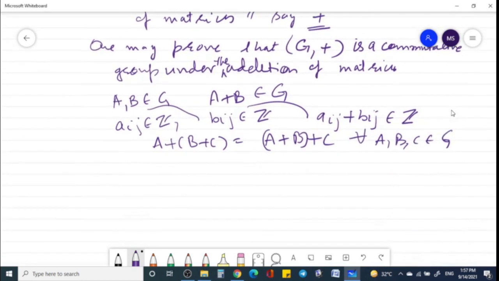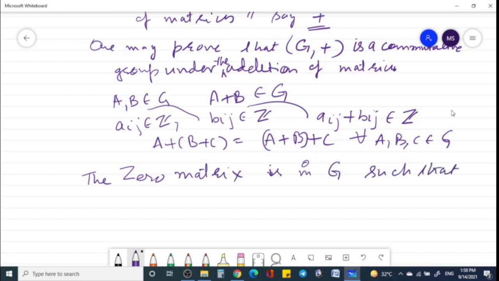And we know that the zero element, the zero matrix, is in G such that A plus 0 equals A, equals 0 plus A. So this proves the existence of the identity element.